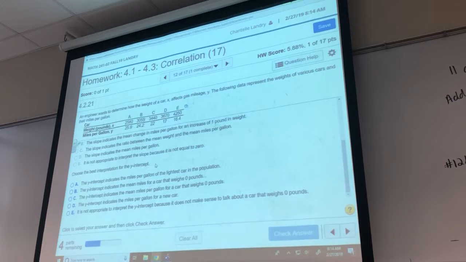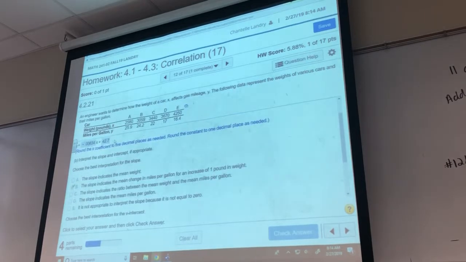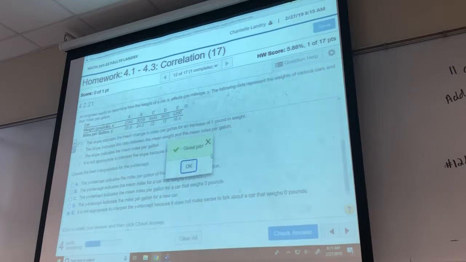Okay, and then for the y-intercept, that's what happens when your x equals 0. So for this problem, if x equals 0, then our y is going to equal 42.7. But we need to talk about whether it's appropriate or not. So if x equals 0, x represents the weight in pounds for a car, and can you have a car that weighs 0 pounds? Right, so this is going to be not appropriate. Here, it doesn't make sense to talk about a car that weighs 0 pounds.